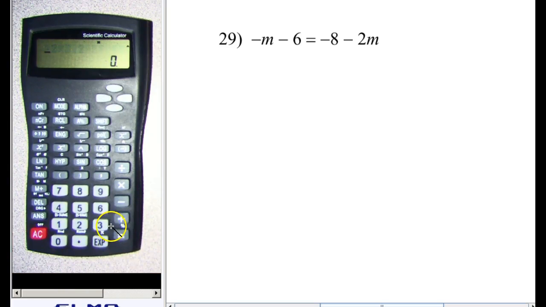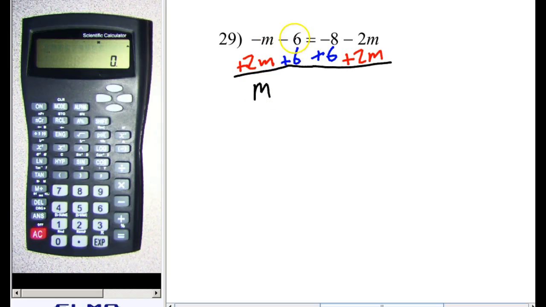Clear that. Okay. We got variables on both sides. Let's take the variable on the right side and add it to both sides. And the number on the left side is negative 6. Let's add 6 to both sides. So we can do all this in one step, in one line, or we can break it up either way. We have 2m minus m, which is m, 6 minus 6, which is 0, equals, we have negative 8 plus 6, which is negative 2, and then 2 minus 2, which is 0, so this is solved.